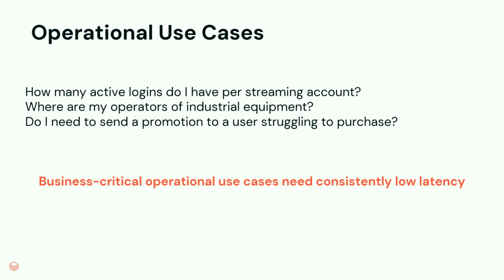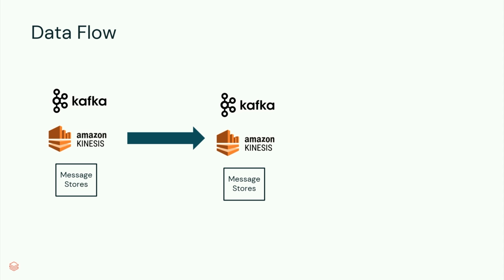Now let us look at operational use cases. How many active logins do I have per streaming account? What are my operators of an industrial equipment doing? Do I need to send a promotion to a user struggling to purchase who is browsing currently? Business-critical operational use cases like these require consistently low latency, even though the definition of low latency varies from customer to customer, but we will give a range.